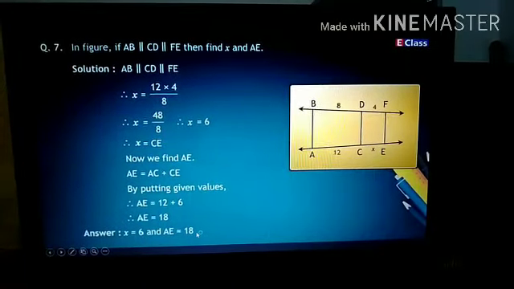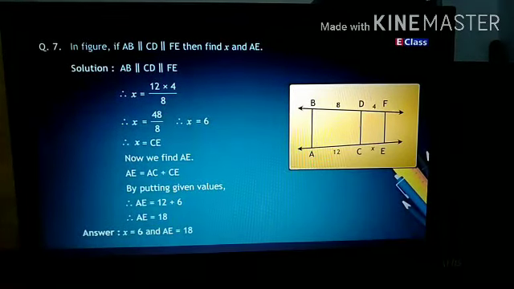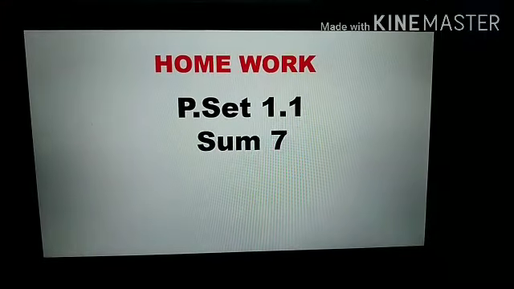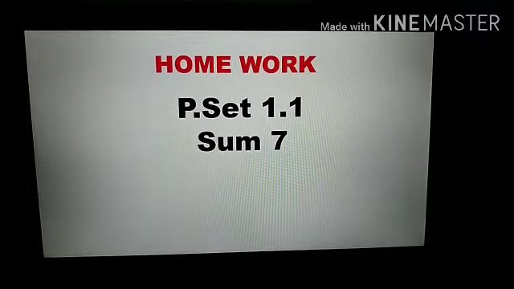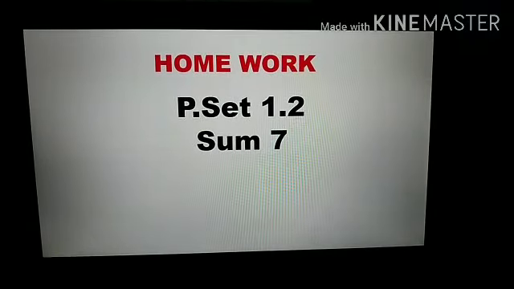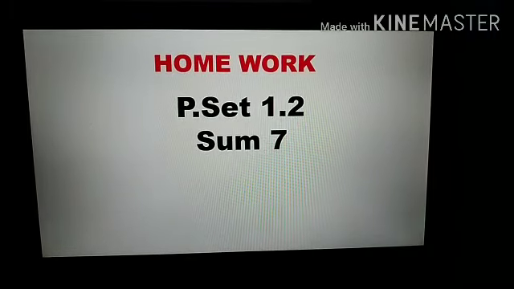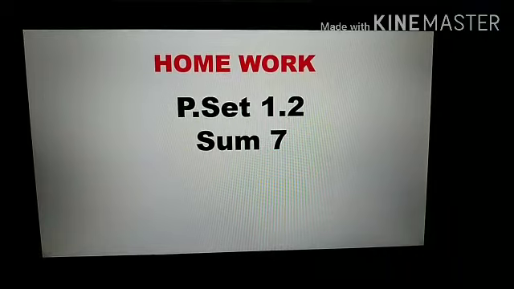So today we saw two sums based on the property of three parallel lines and their transversal. Your homework is from practice set 1.2. You are going to solve sum number 7.